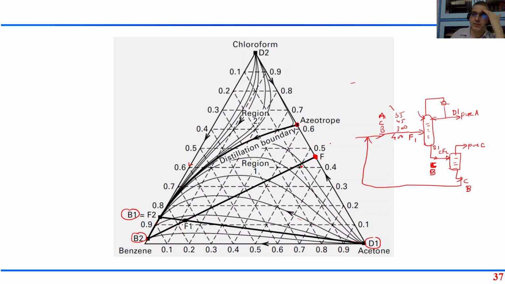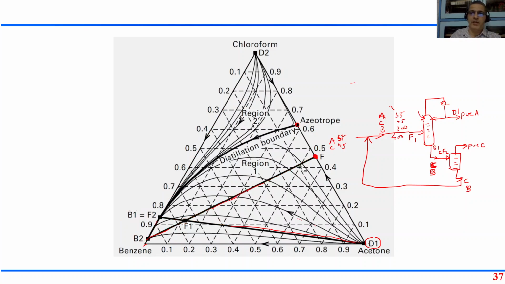So our feed was acetone and chloroform, 55 and 45. We mix this whole thing; a little bit of chloroform, even if it contains, it's okay. So what we are mixing is not pure benzene and F, we are mixing B2 and F. That's why we have joined a line between B2 and F. And depending on how much we are recycling, this is our feed to the first distillation column. B1, F1 and D is our first distillation column. And the second distillation column is distilling F2, which is same as B1, to get B2 at the bottom and chloroform at the top. Okay, you see how our residue curve maps are helping us.